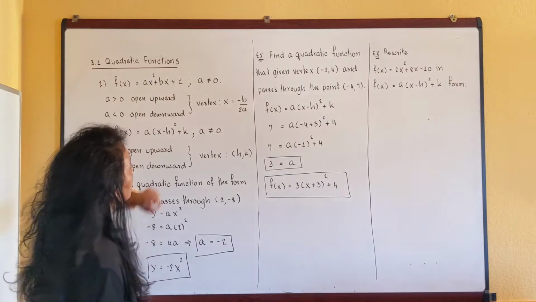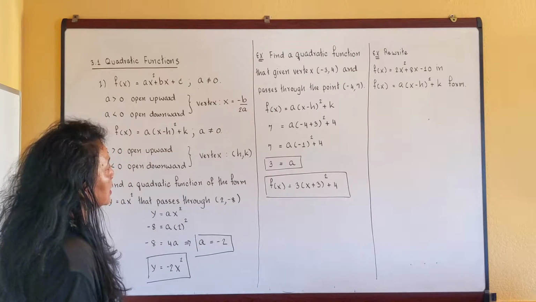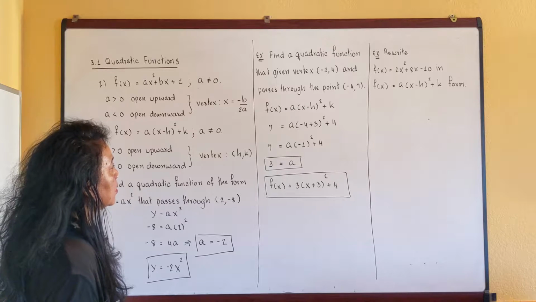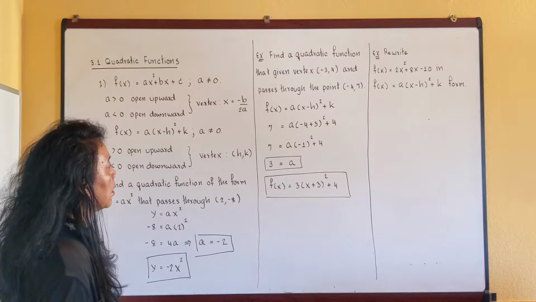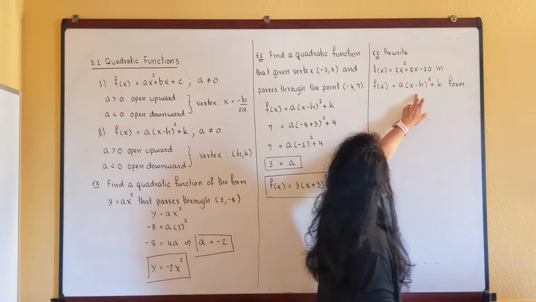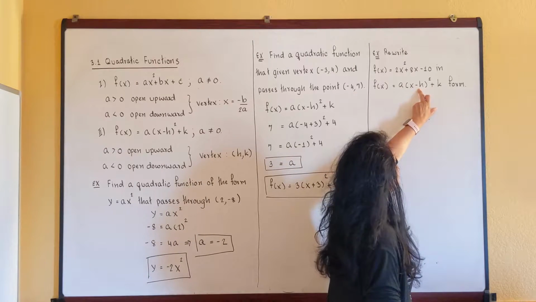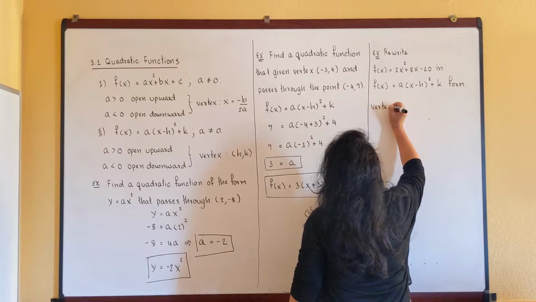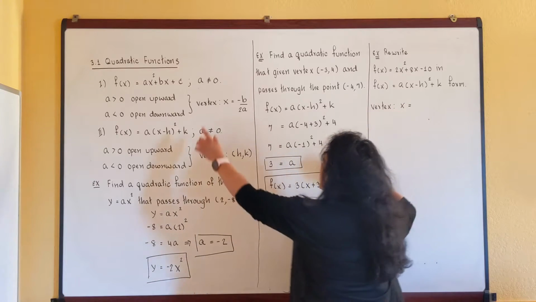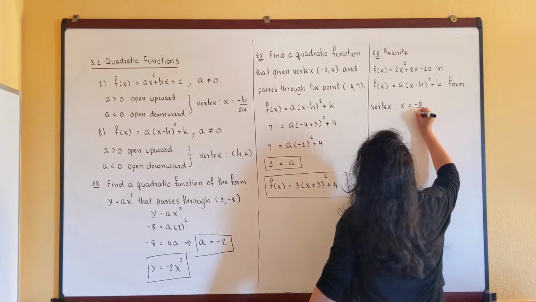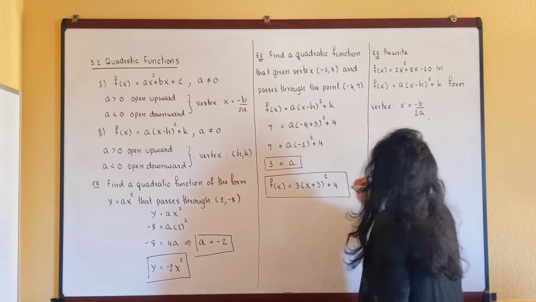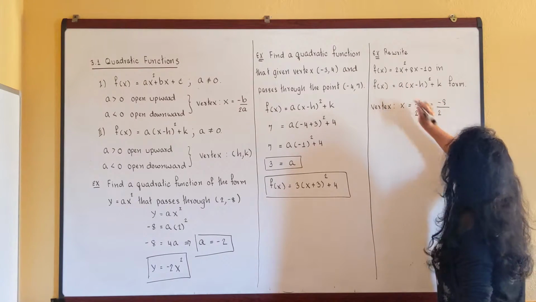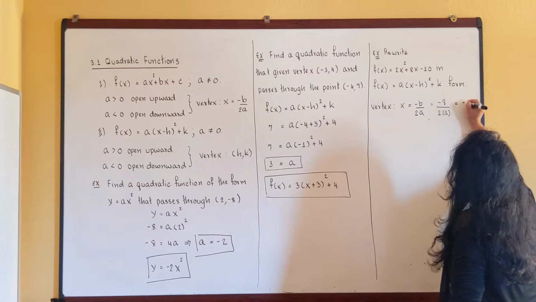So let's say if they give you f of x is equal to 2x squared plus 8x minus 10, and they want you to write it in the form of f of x is equal to a times x minus h quantity squared plus k. In order to write in this form, you need (h, k). That is the vertex. So I need to find the vertex. The vertex for the x coordinate is negative b over 2a. My b is 8, so I have negative 8 over 2 times a, my a is 2, so that is negative 2.